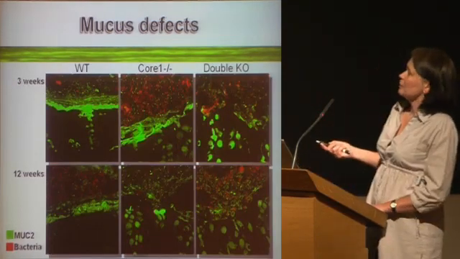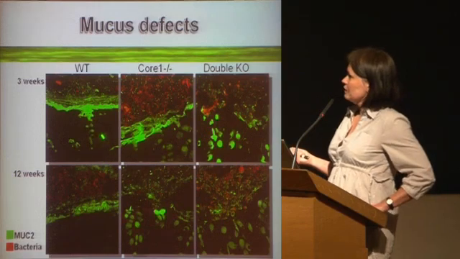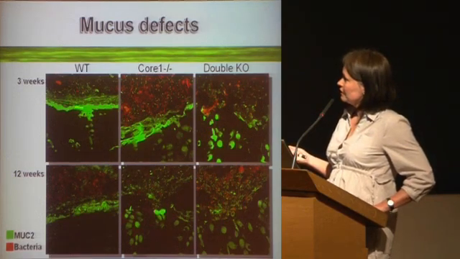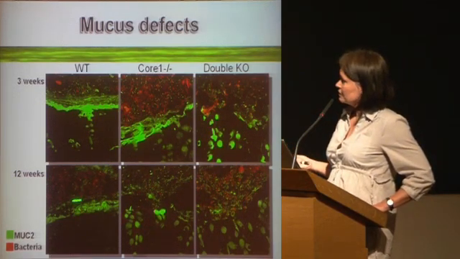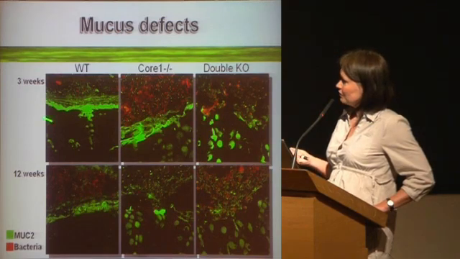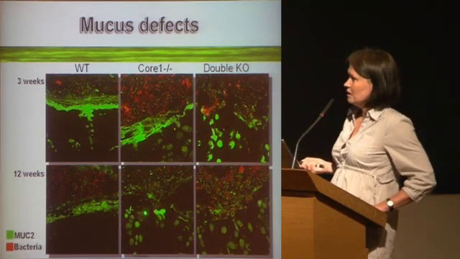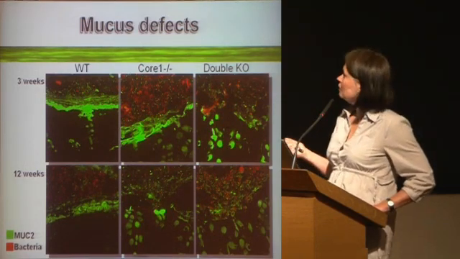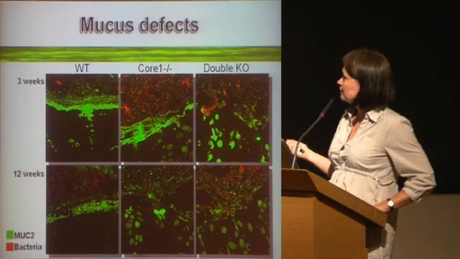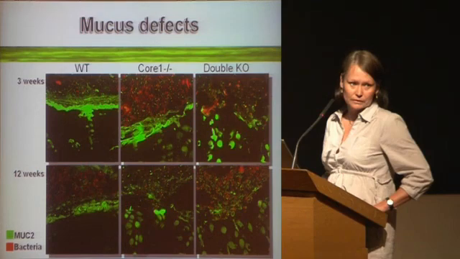We then look at the bacteria in red here and mucus in green. We can see that the mucus layer is stratified and nice in the wild types, both at 3 weeks of age and 12 weeks of age, while the core 1 knockouts seem to have some kind of disorganized mucus layer at 3 weeks of age, but it is disrupted after 12 weeks. And in the double knockout, it's completely disrupted, and they are quite inflamed already after 3 weeks, so before weaning.